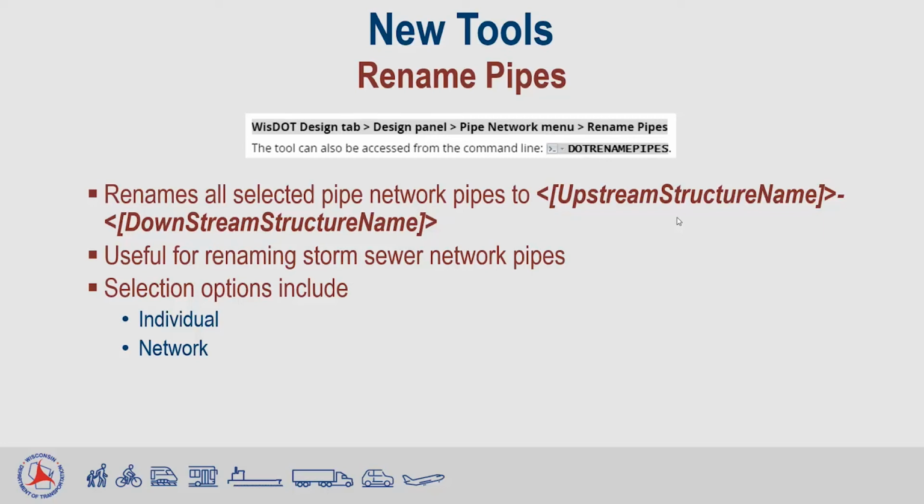You've got a couple options. You can rename one pipe at a time using the individual option, or you can rename all the pipes in an entire network at one time.